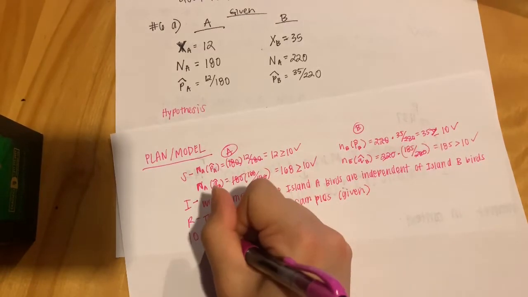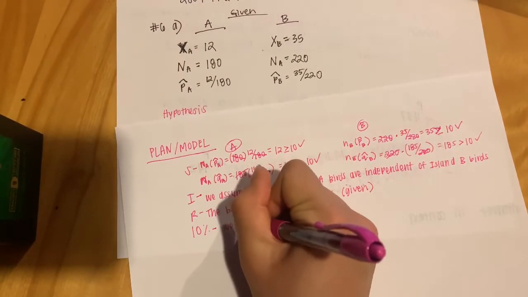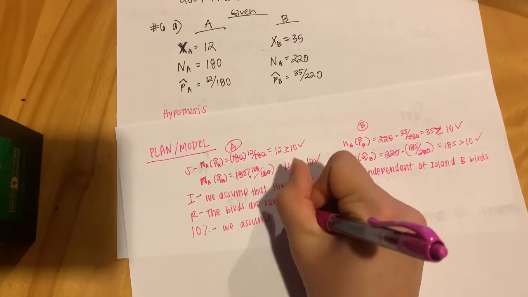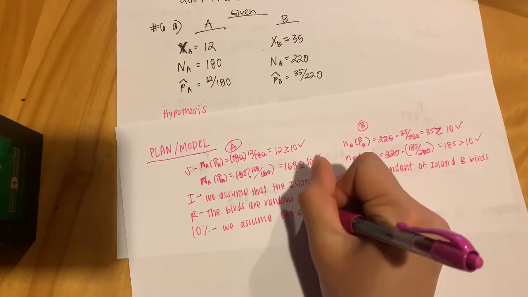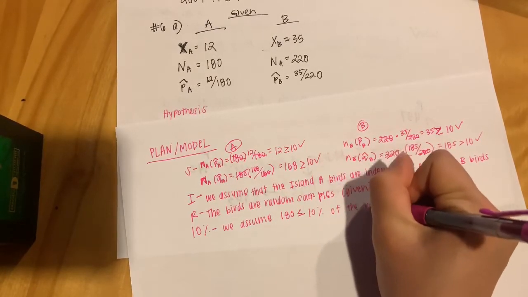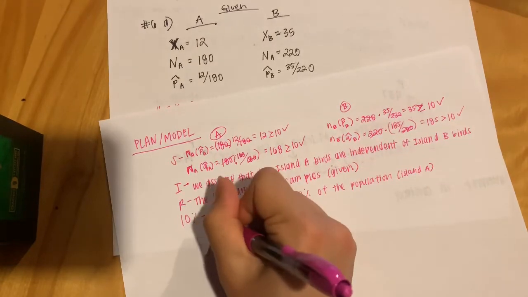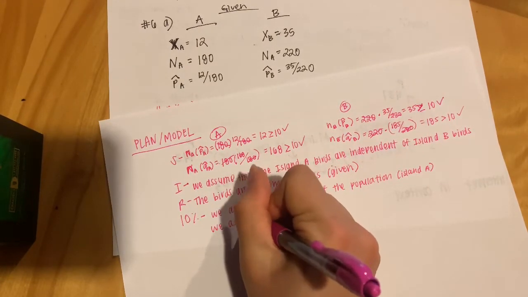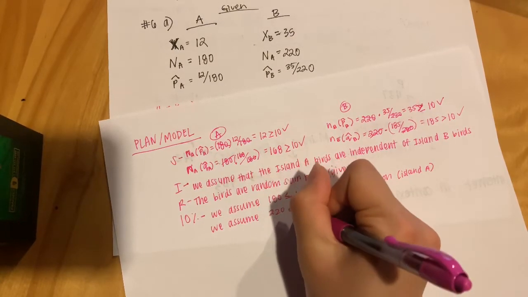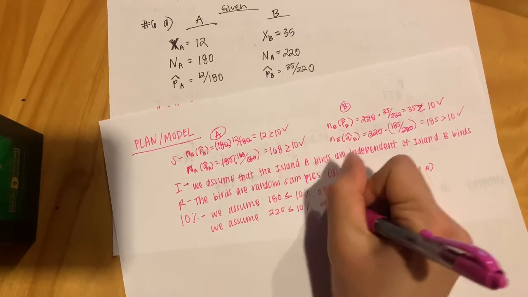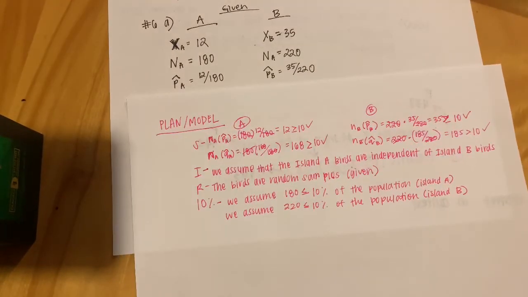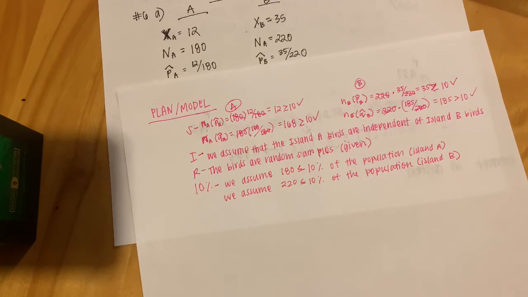And lastly, 10%. We assume 180 is less than or equal to 10% of the population. And then we assume 220 is less than or equal to 10% of the population. Okay, so then that's going to be our certain.